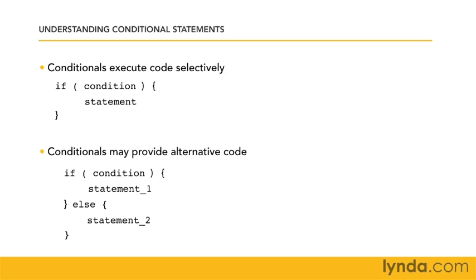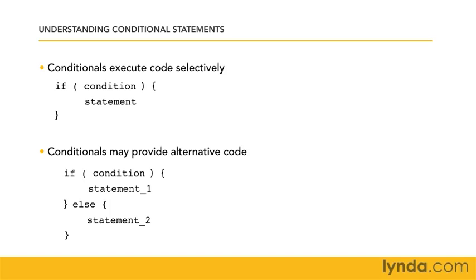Conditionals may also provide alternative code, as in this example. Statement 1 will be run if the condition is found to be true, and statement 2 will be run if the condition is not found to be true. Statement 1 and statement 2 will never both run. It will always be one or the other depending on the status of the condition. There are, of course, more complex examples, and we'll get into that as we get into the details of conditionals in Perl in this chapter.